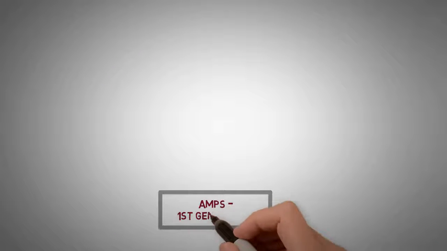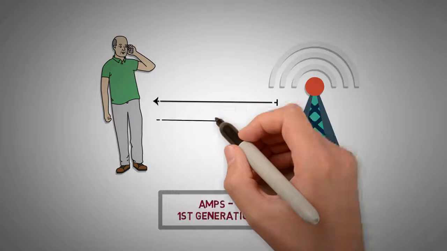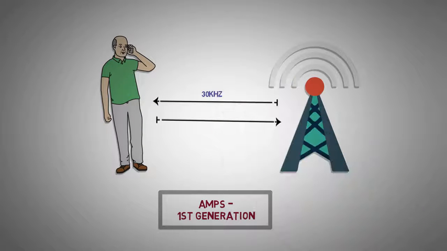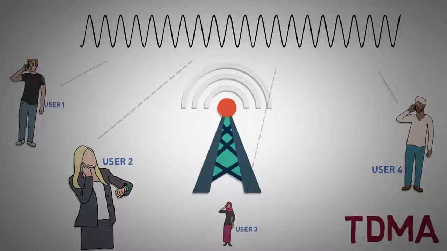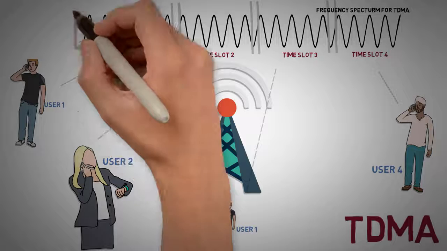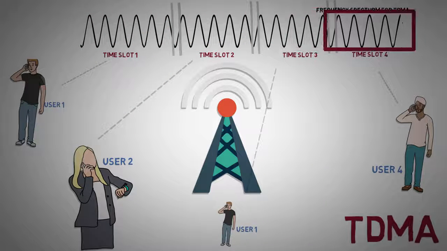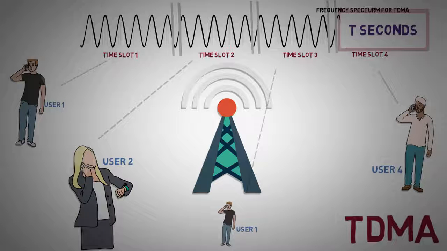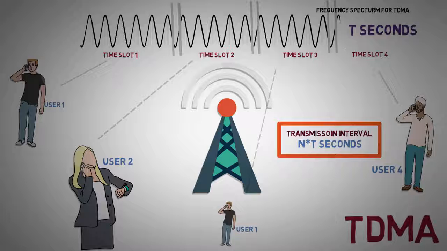AMPS or the first generation analog systems used FDMA to provide each user a duplex channel with one-way bandwidth of 30 kHz. TDMA, which uses time division multiplexing, allows multiple users to share a common frequency band by allocating different time slots. Thus, in an N-channel TDMA, where each channel is given a time slot of T seconds, signals coming from each user will be transmitted at intervals of N into T seconds.